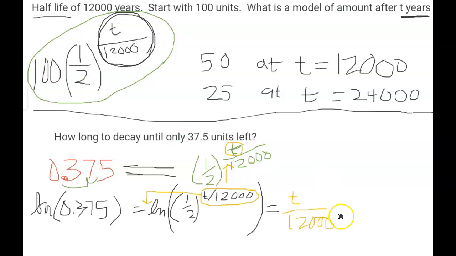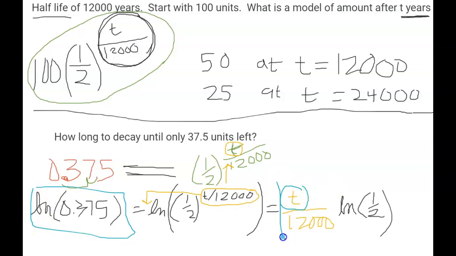And then all that remains is the natural logarithm of 1/2. Now, I'll trust in your algebra abilities here, right? We are trying to solve for the t. Here's the left side of the equation. Here's the right side of the equation. I hope you'll see, we can multiply both sides by 12,000 and then divide both sides by the natural logarithm of 1/2.